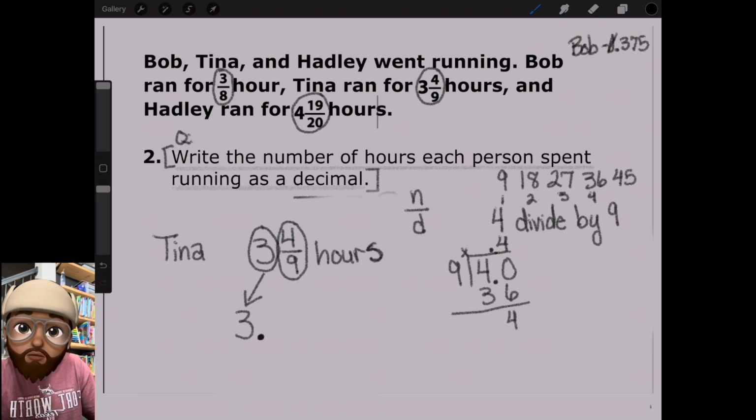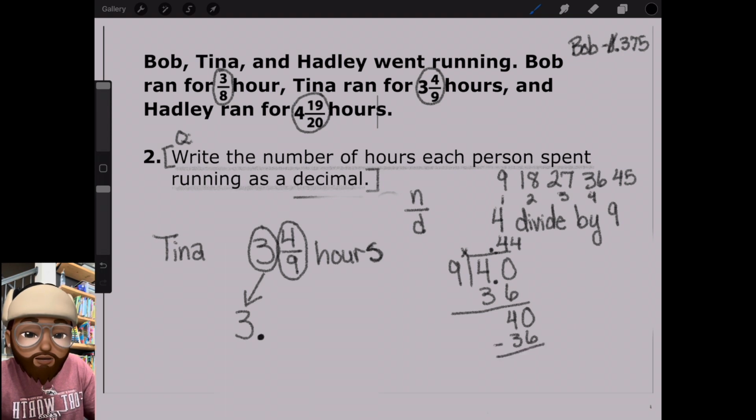Now 9 can't go into 4, but we're going to add a 0. Now we have 9 and we have 40 again. So we're going to see how many times 9 can go into 40. 9, 18, 27, 36. It can go in 4 times. So we have 4 times 9 equals 36. So 40 minus 36 again is 4.